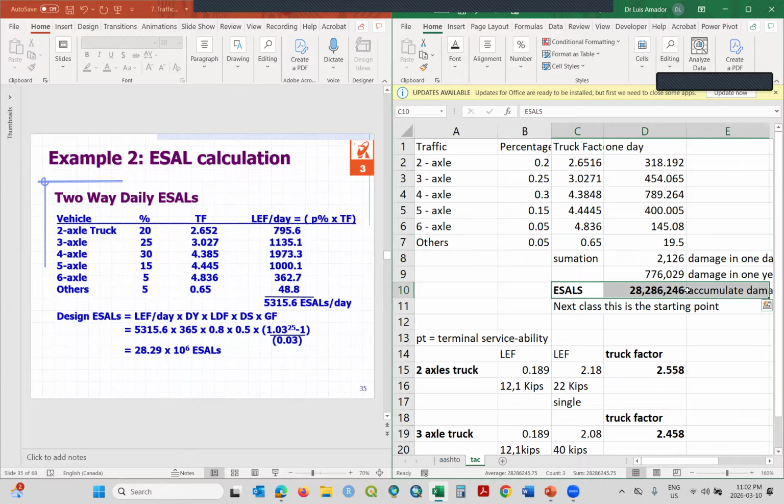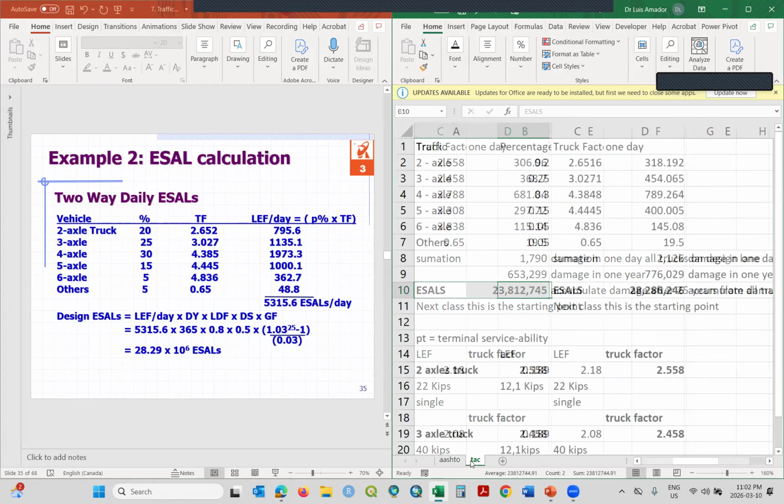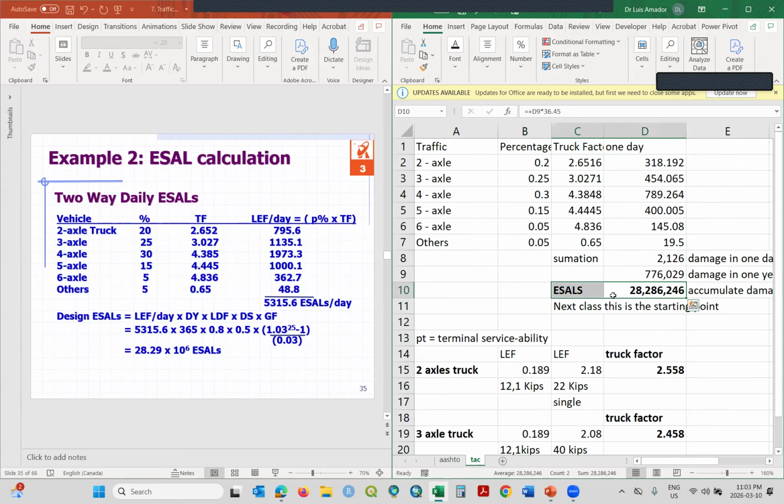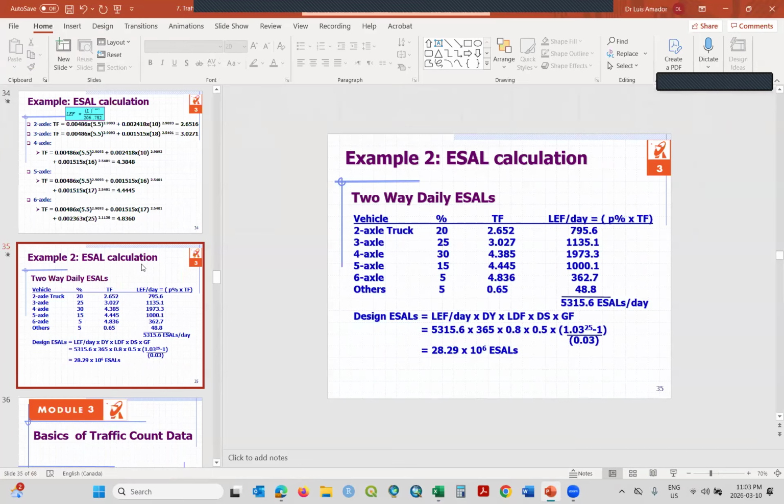This is the amount of damage that the pavement will accumulate in 25 years. AASHTO was 23 million, almost 24 million. TAC is 28 million. So TAC is more conservative than AASHTO. It produced more ESALs. And because it produced more ESALs, you need a thicker pavement to withstand the load. We will see that next time.